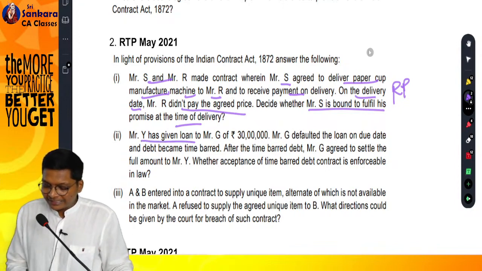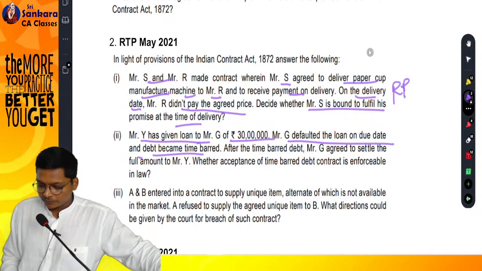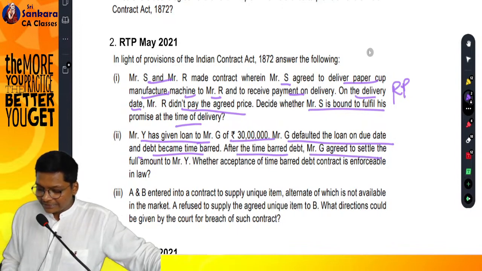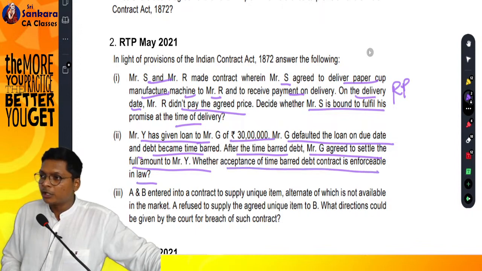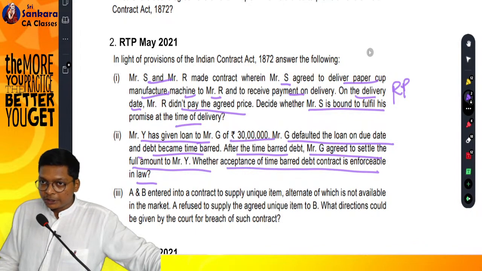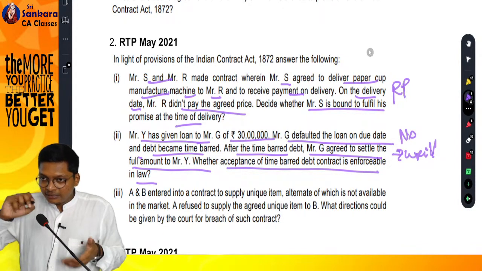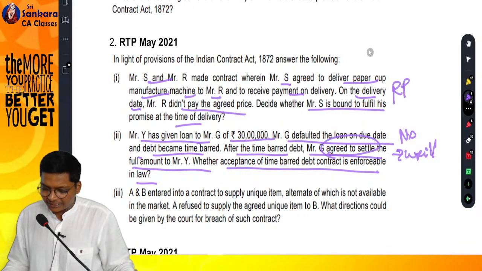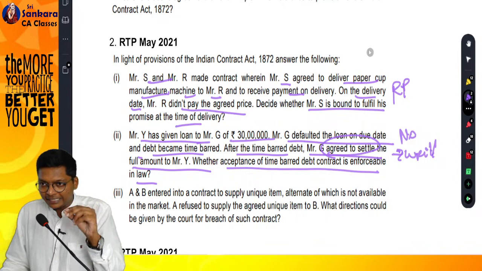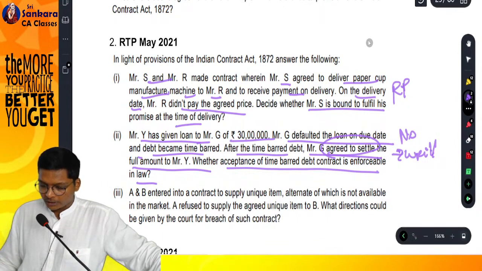Next. Y has given a loan of 30 lakhs to G. G defaulted on the loan on the due date and the debt became time barred. After the time barred debt, G promised to settle the full amount to Y. Whether acceptance of time barred debt is enforceable in law? It should not, unless it is in writing. It should be written by the party. Then only it becomes a valid contract. Here he is saying he agreed to settle. Nowhere are we talking about writing. So you will say it's not valid because we are presuming this is what? Oral. Able to follow, guys?